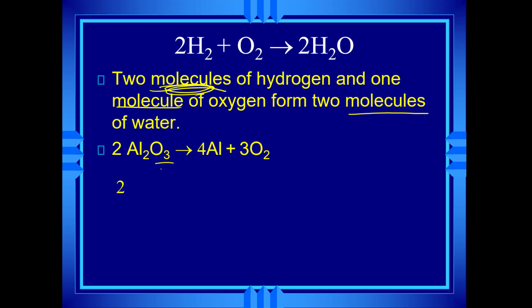Well, we only have 3 choices: atom, molecule, or formula. Aluminum's a metal. Oxygen's a nonmetal. I got 1 of each. That means this is ionic. If it's ionic, the kind of piece is a formula unit. So I knew that was a formula unit because aluminum was a metal, oxygen was a nonmetal. That's my arrow.